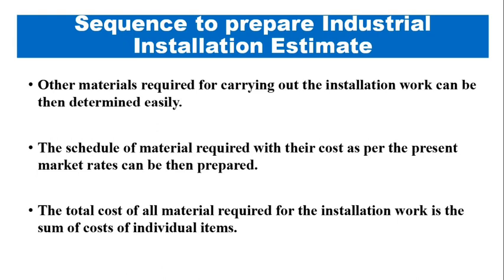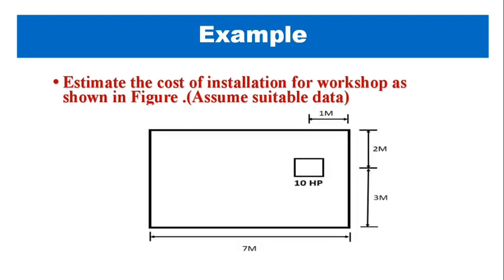Now we'll follow these steps in one example. So we will take one example which is having one motor of 10 HP which is installed in one workshop, and you have to prepare the estimate for that industrial installation. So this is the example which is in your sample paper.